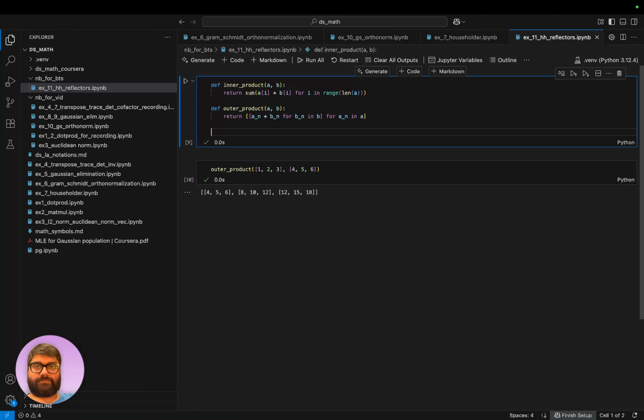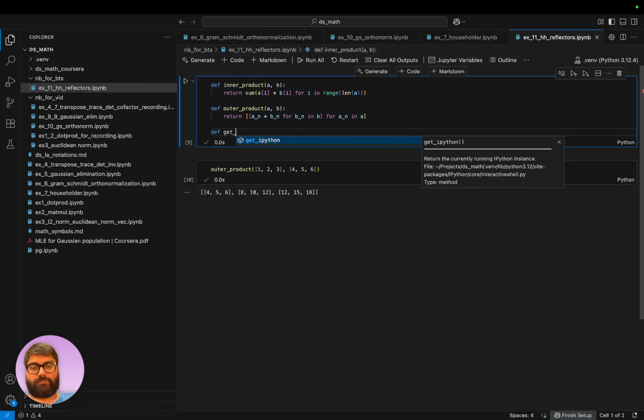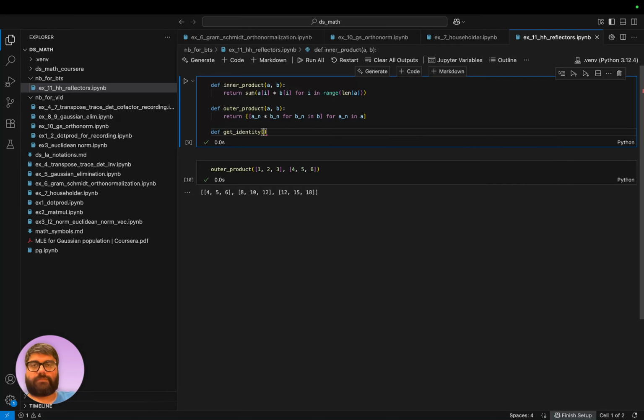Let's see, what else? I'm gonna scale vectors. Well, let's just get the identity matrix first. Get the identity matrix, shape.